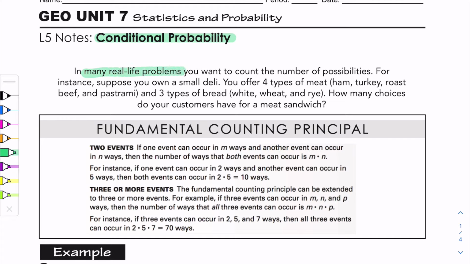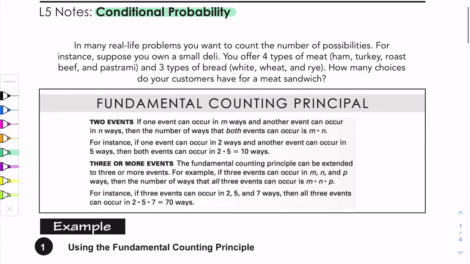In many real-life problems, you want to count the number of possibilities. For instance, suppose you own a small deli. You offer 4 types of meat: ham, turkey, roast beef, and pastrami, and 3 types of bread: white, wheat, and rye. How many choices do your customers have for a meat sandwich? So you want to figure out all the possibilities. And in order to find all those possibilities, we use the fundamental counting principle.